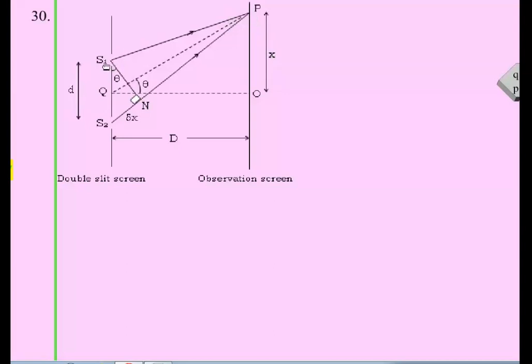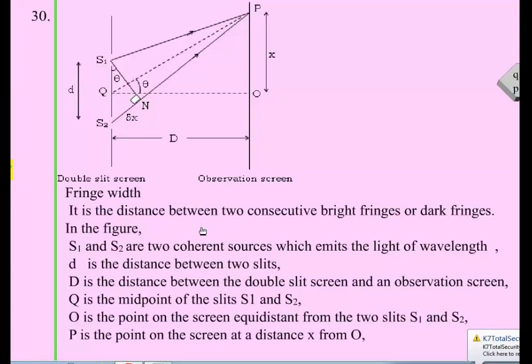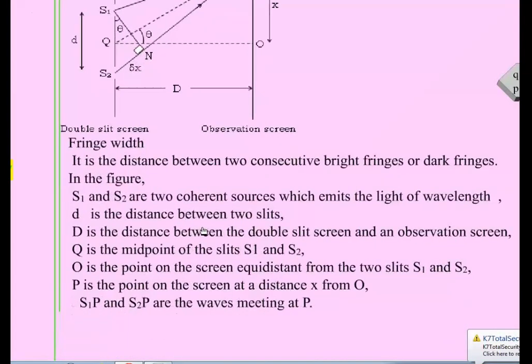Now let us draw S1P. This is one light ray. Arrow mark should be there. S2P. This is the another light ray. Therefore, there should be another arrow mark. Join QP like this. So now let us obtain an expression for it.